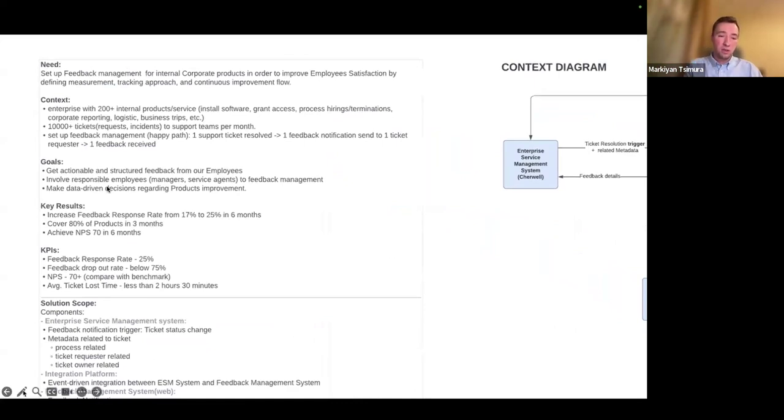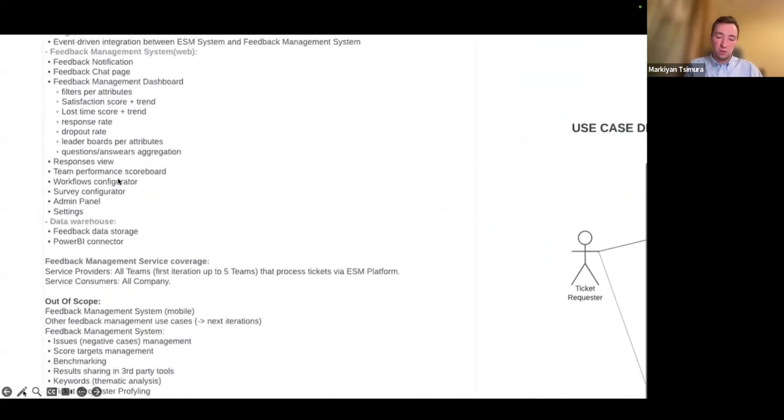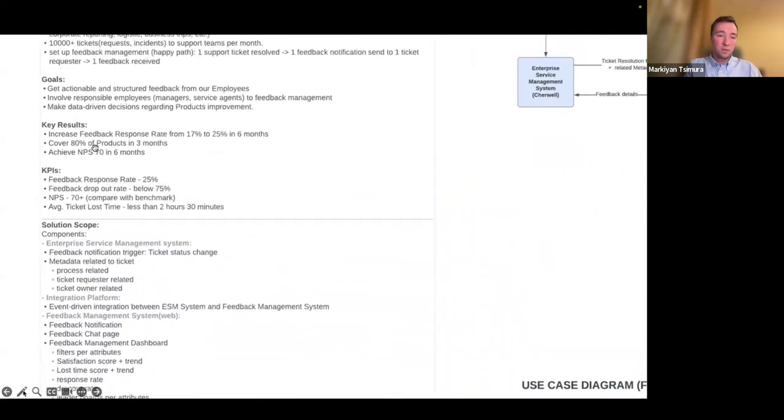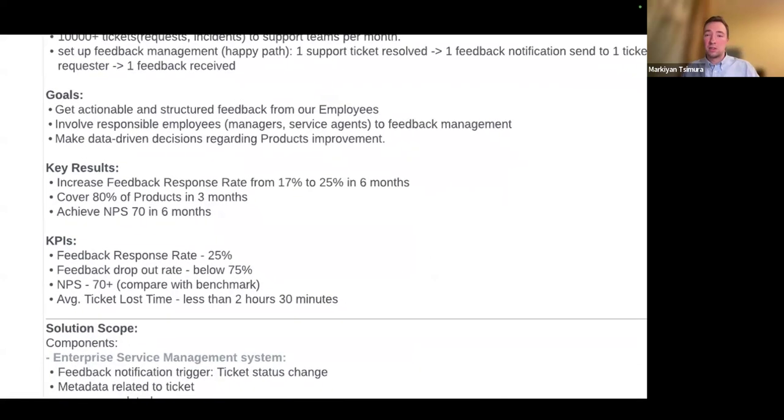And our goals were, sorry, I just want to zoom in a little bit here. Yeah, good. Our goals were to get actionable and structured feedback from our employees. That's why we have built this feedback management system. Involve responsible employees, managers, service agents in feedback management. Because if you're just gathering the feedback from employees, well, that doesn't make any sense. There should be responsible people who are working with this feedback management system.